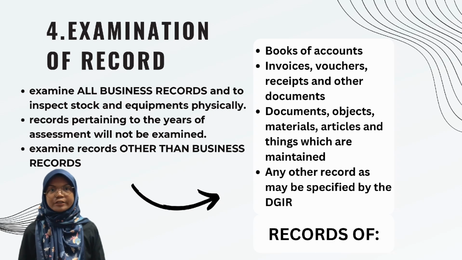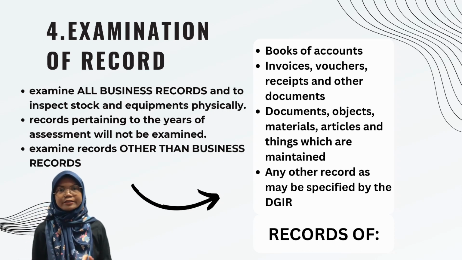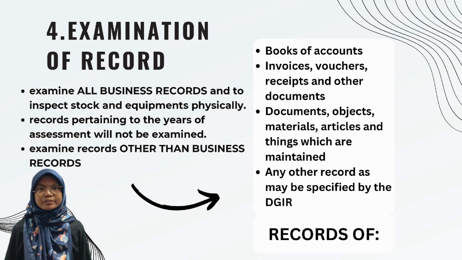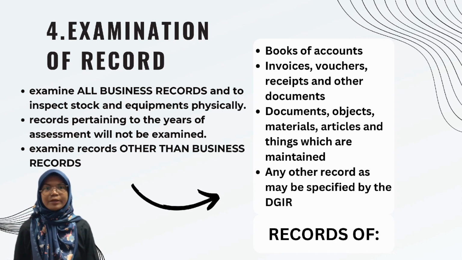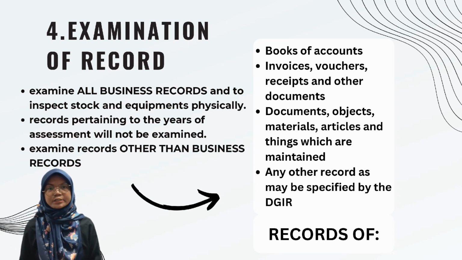Records pertaining to the years of assessment which are already time-barred will not be examined. In certain circumstances, there may be a need to examine records other than business records where it involves the audit of sole proprietorship and partnership. Types of records are, first, books of accounts for recording receipts and payments of income and expenditure.